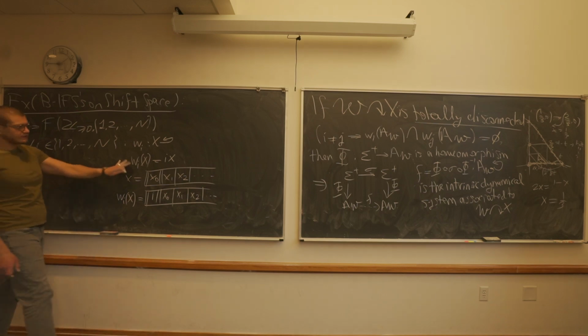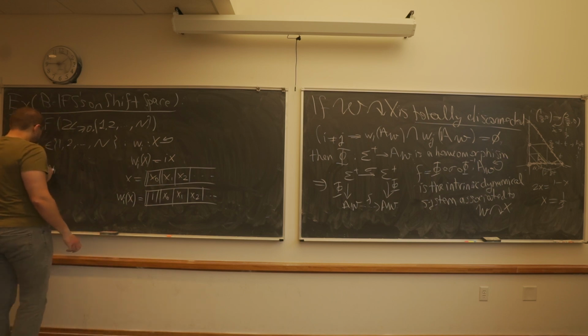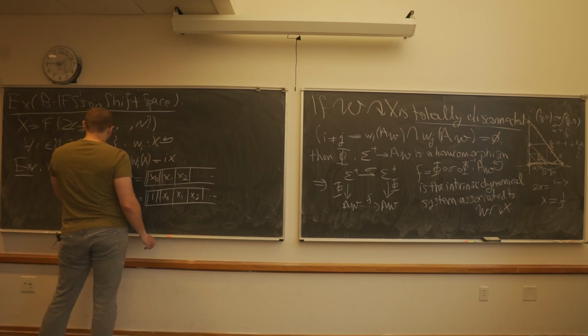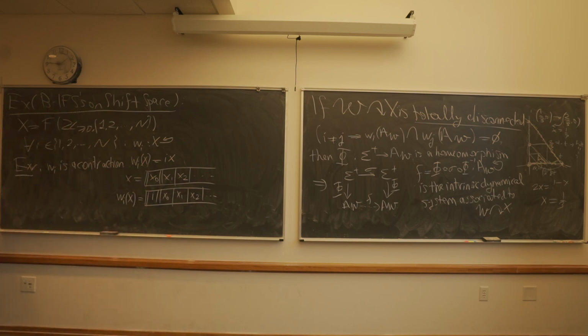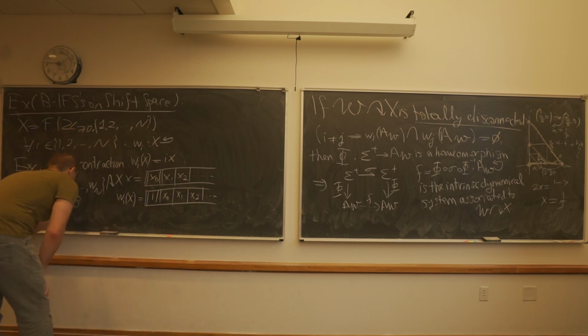Now, I'm going to leave it as an exercise to verify that each of these are contractions. Which means that if I were to take all of them, I have an IFS, which is like a standard IFS if you want, acting on shift space. So this is acting on X, an IFS.